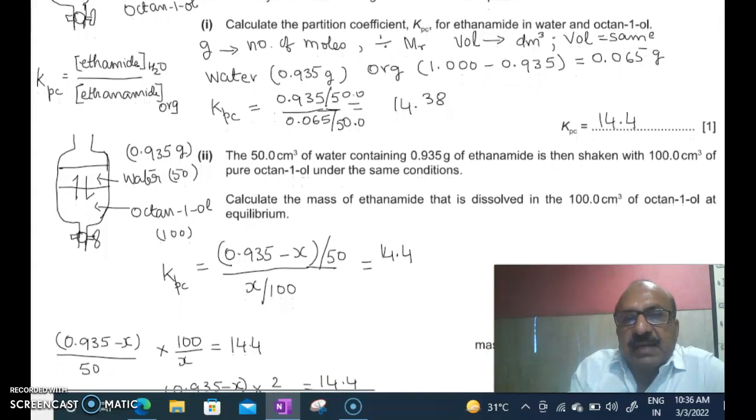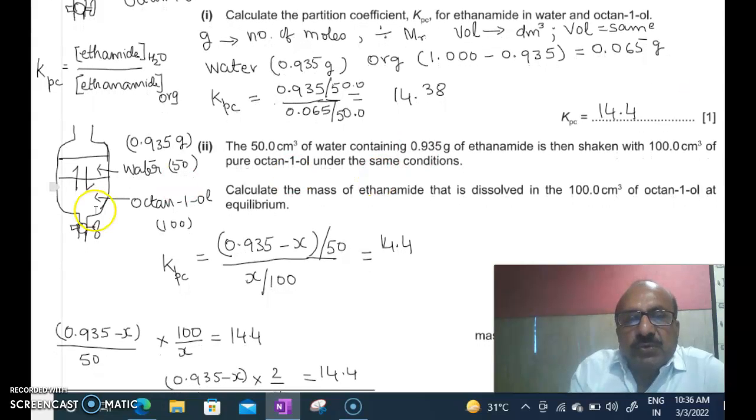So now to understand this in a better way, I've shown it to you in the form of a diagram. So this is 0.935 gram of ethanamide present in 50 cm³ of water, and then it is shaken with octane-1-ol, which is 100 cm³. Some of the ethanamide would go from the water to the octane-1-ol organic layer, and let us suppose that the amount which goes is X. So the amount remaining in water now is 0.935 minus X, and the amount which goes into octane-1-ol is X.